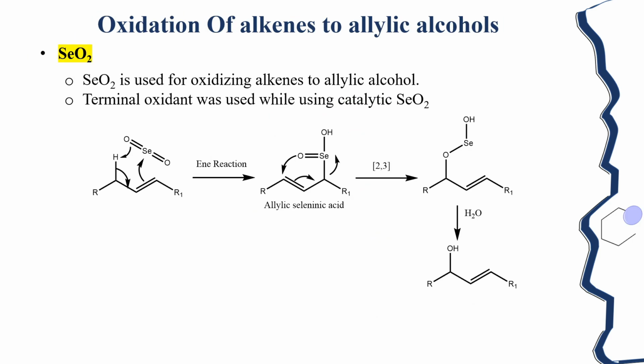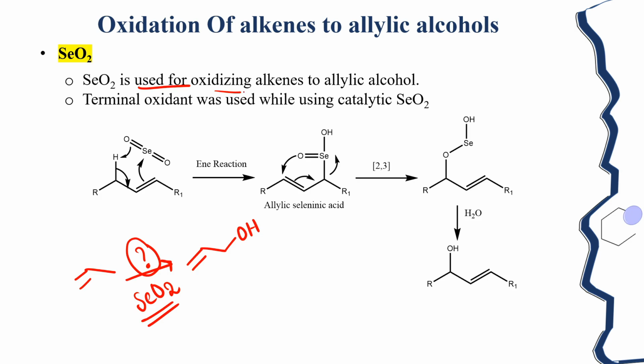Now let us drift to a slightly different step, where suppose you have an alkene, and now you want to form an allylic alcohol. What should be the reagent there? The reagent is SeO2, that is selenium dioxide. Selenium dioxide can be used for oxidizing alkenes to their allylic alcohol. And a terminal oxidant is used while using catalytic SeO2, which I already discussed in the previous segment.